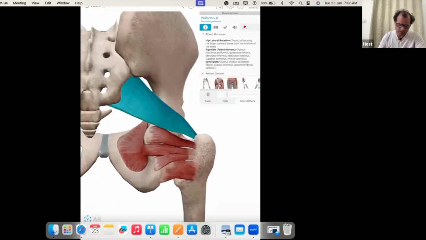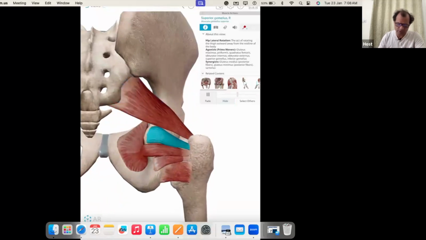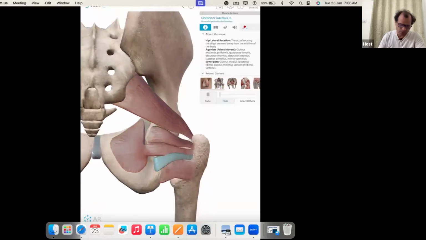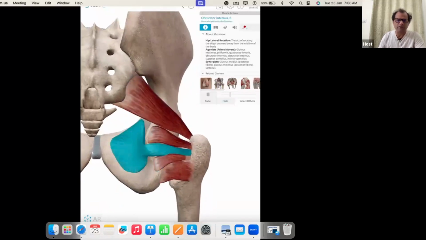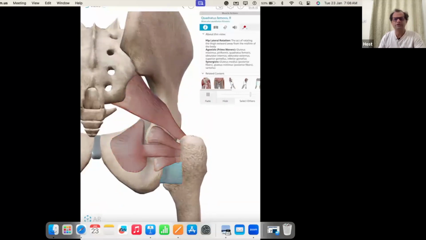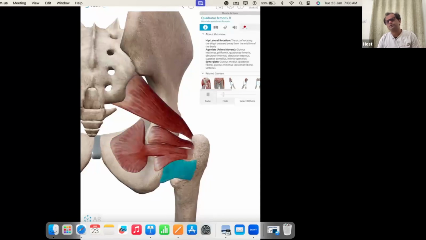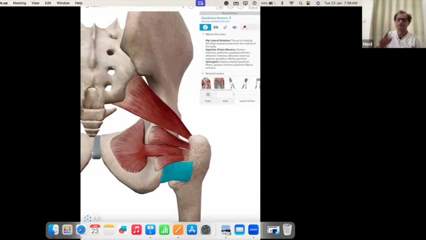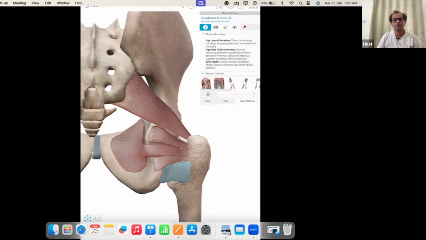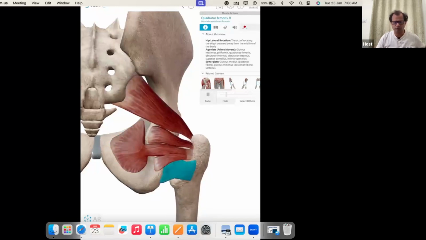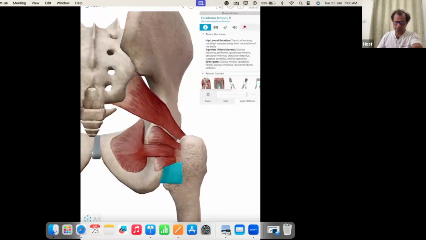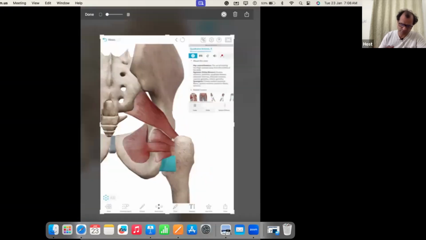Then we can see here superior gemellus, inferior gemellus, obturator internus, obturator externus, and the rectus and the quadriceps femoris. I already discussed with you in the previous class. There are 7 muscles mainly doing this movement. If you remember, there are 7 muscles who do lateral rotation.